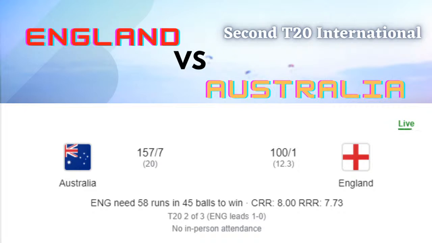Fourth ball, dot delivery, slower delivery from Pat Cummins. Played straight to the point fielder, so that is a good dot delivery for Australia. Dot deliveries will not do for them. They have to pick up wickets regularly if they have to win this match.